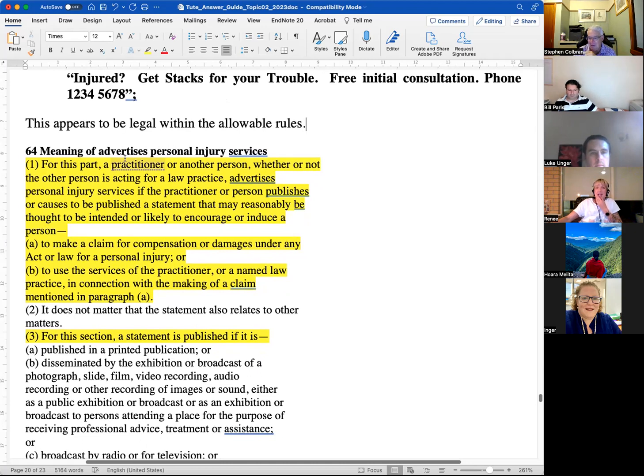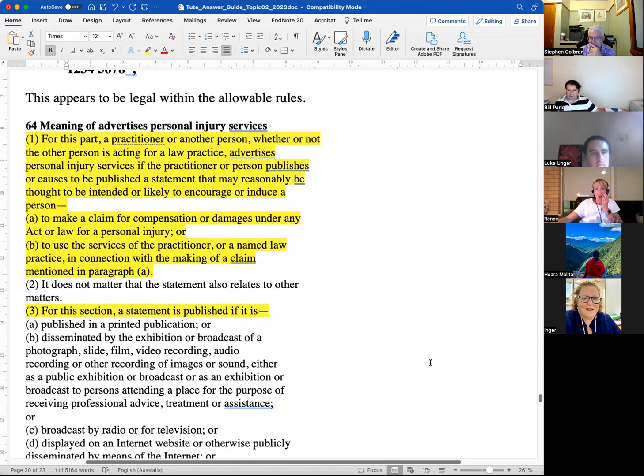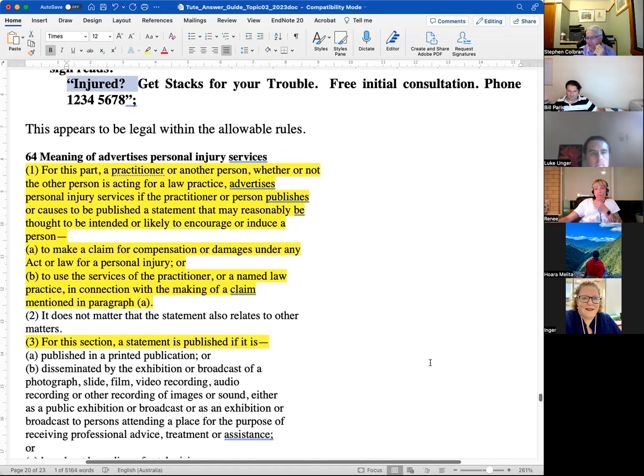So potentially it might come within advertising personal injury services. Is it encouraging and inducing somebody to make a claim for compensation for damages for personal injuries? Well, it's pretty close to the mark, isn't it? Because it's talking about injuries, and it's talking about getting stacks of money. Well, on one view, yeah. If you were using their services, you would use Stacks for your troubles, not get Stacks. Yes, that's right. So you can argue that it's potentially trying to recover lots of money.